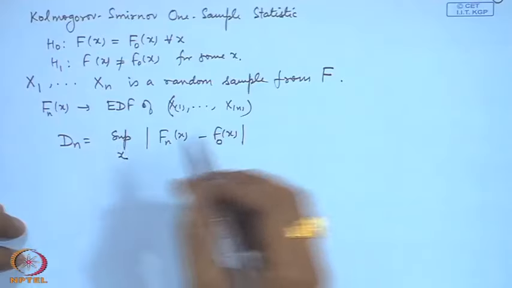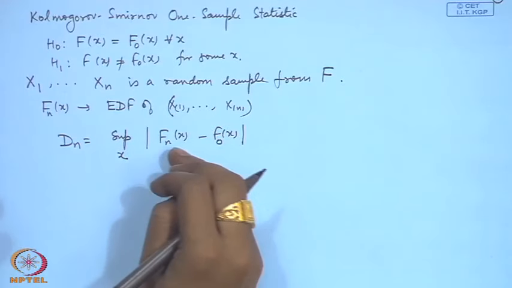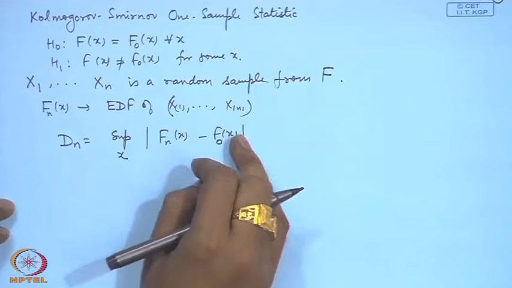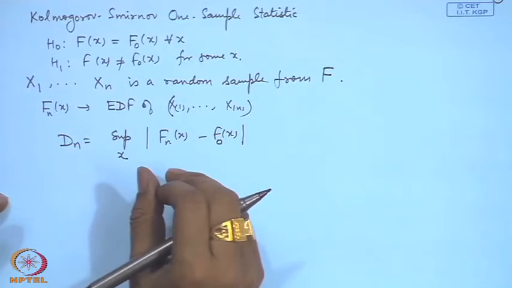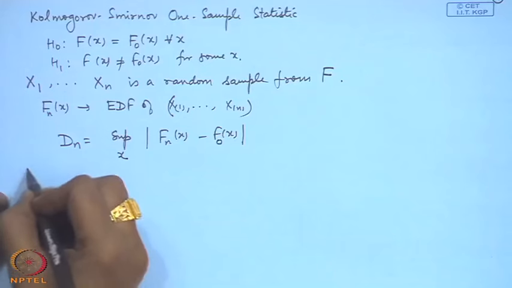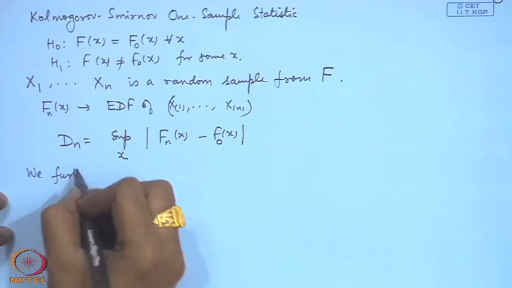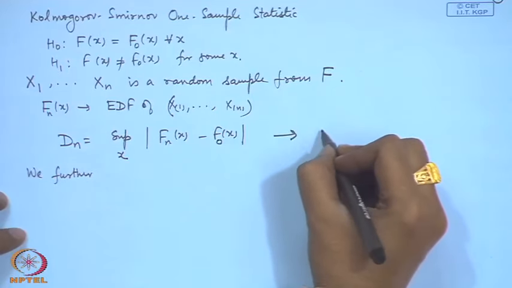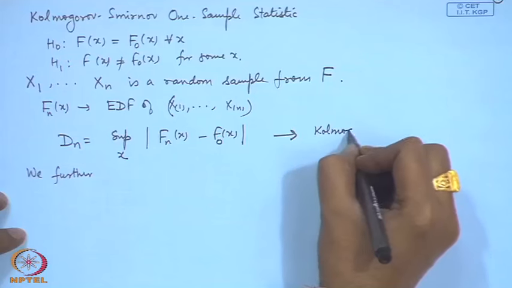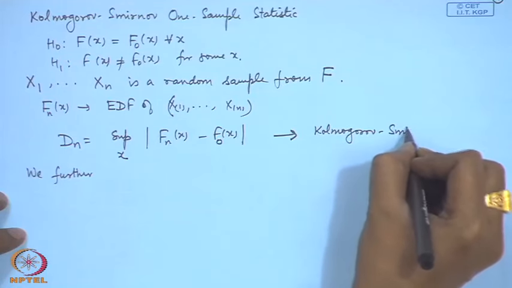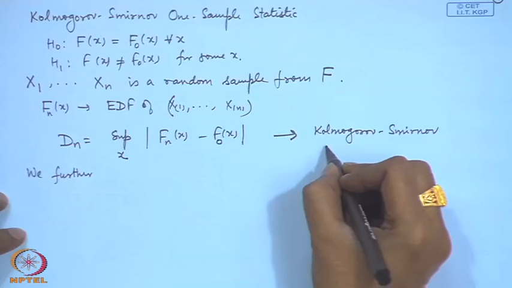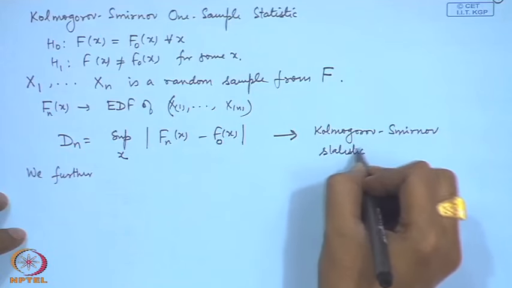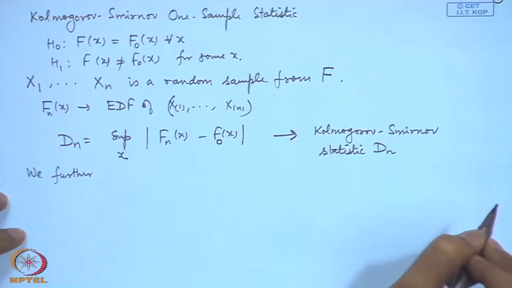Now, certainly as in the previous chi square goodness of fit, we need to discuss the distribution of D N. If we are looking at F n, then certainly we knew the distribution, but since we are considering the maximum here, this problem becomes slightly different. So, we further define, so this one is actually the Kolmogorov statistic, we call it D N.